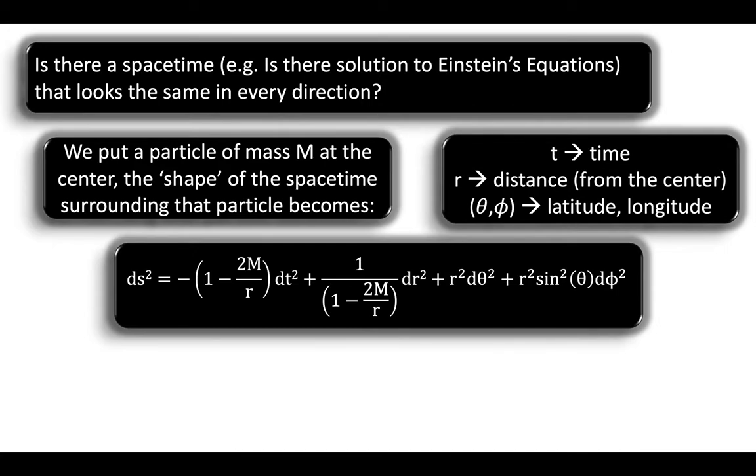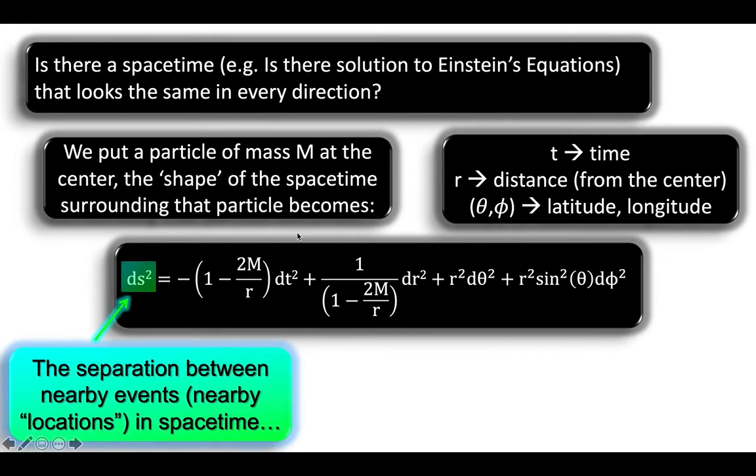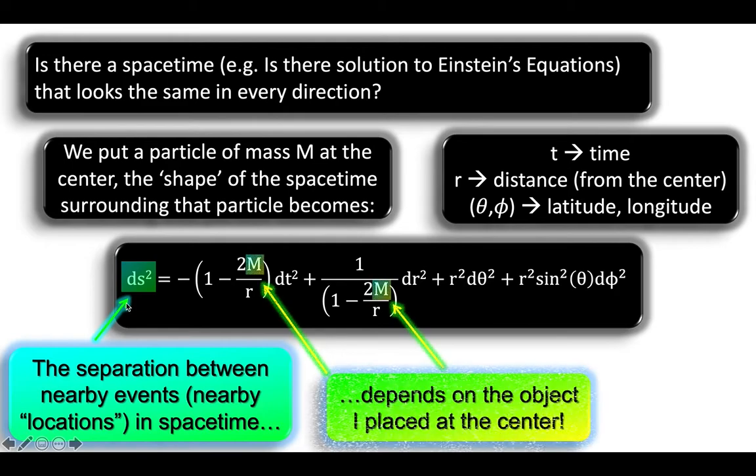Okay, so why is this result actually very compelling? We said before that you could think of ds squared as the separation between locations in space-time. So not only locations in space, but locations in space and time. So ds squared, the separation between nearby locations in space-time, depends on which particle I place at the center. If I place one type of particle at the center, the separation will be something.